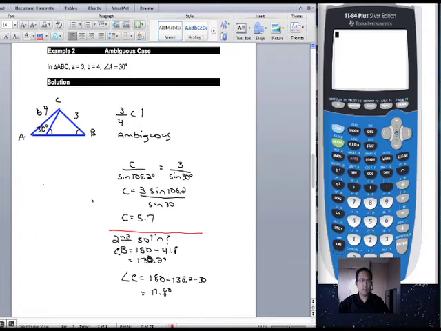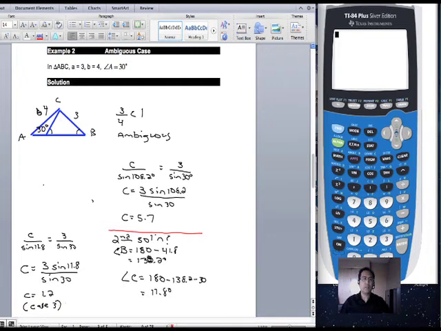Okay, so just carrying on my calculations over here. Last thing, let's do another sine calculation. C over the sine of 11.8 is going to be equal to 3 over the sine of 30. C is going to be equal to 3 sine 11.8 all divided by the sine of 30. And my line segment C is going to be equal to 1.2. So this is case 3.